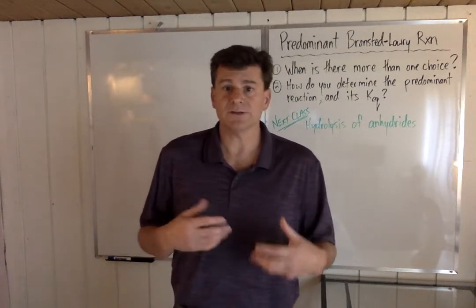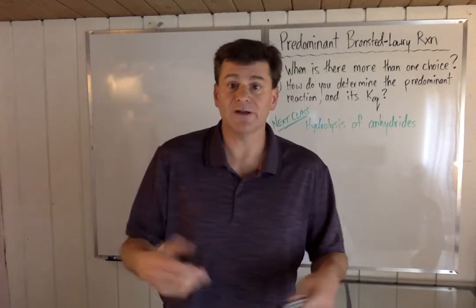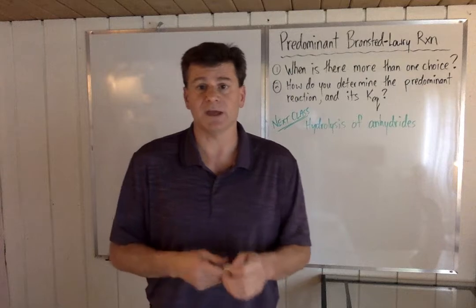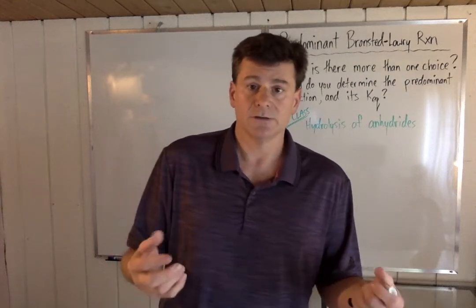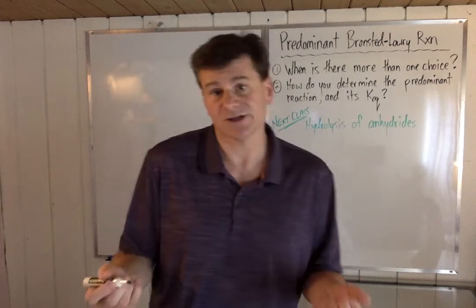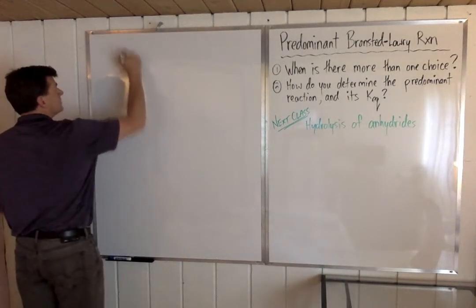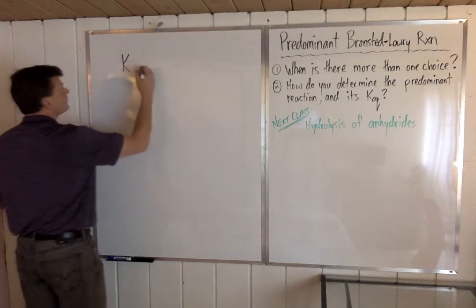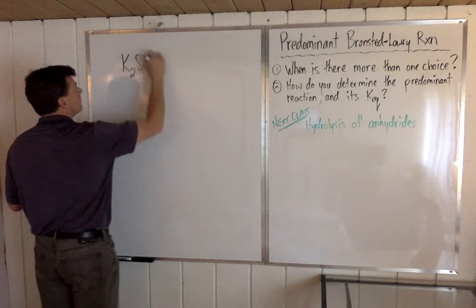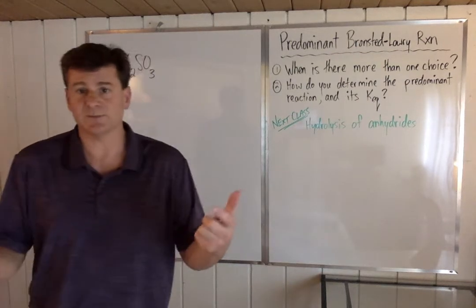Okay, let me get through this because it's fairly straightforward. First, I want to give an example where there are not choices, where there's just one Bronsted-Lowry reaction. So let's start with a salt. Let's go with potassium sulfite.